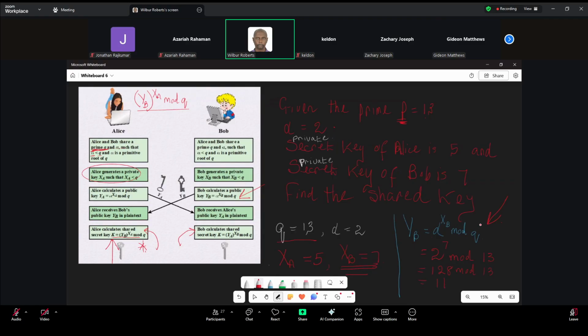So we can substitute across here now. For YB we put 11 to the power of XA. Remember, XA is Alice's private key, which was given in the problem. So it's 11 to the power of 5 mod Q. Q is 7? Sorry, Q is 13. Yes, 7 is Bob's secret key, so mod 13.